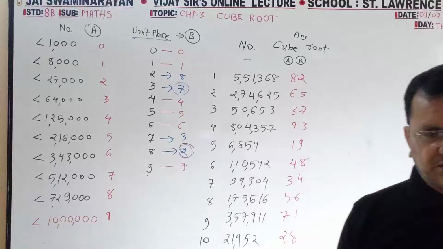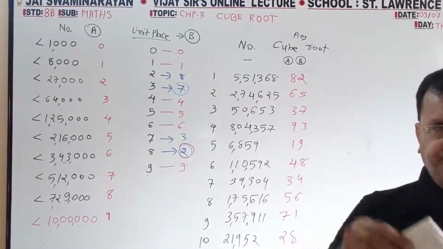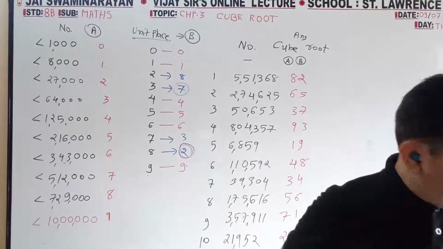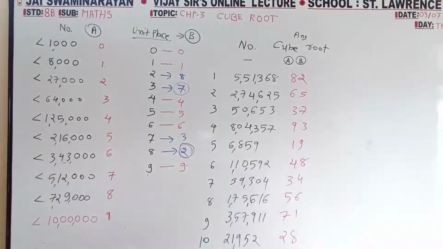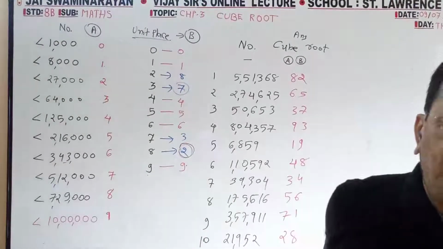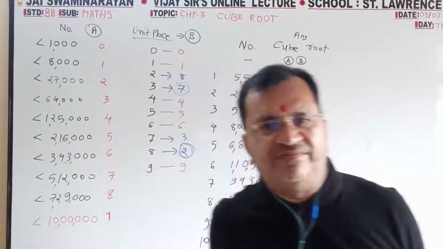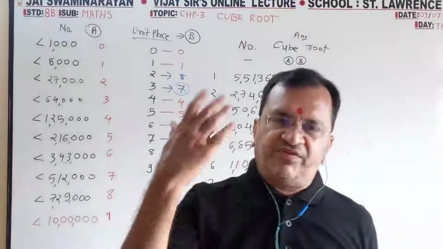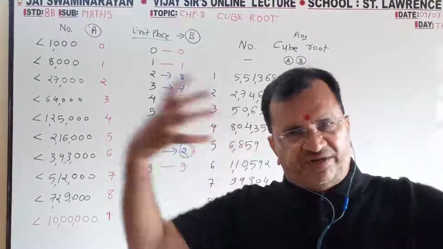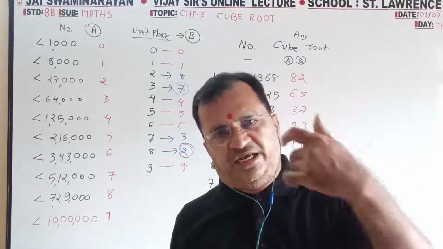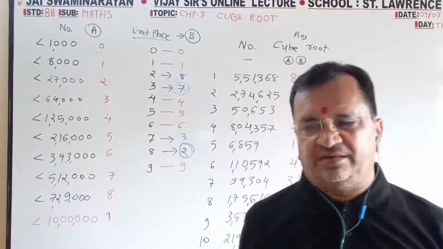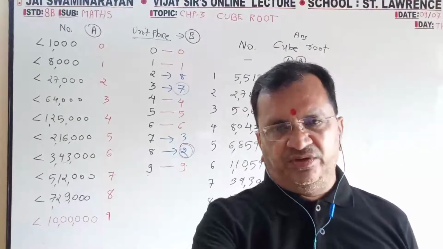Take the screenshot and send. Very good. Claps for 8A, my 8A division. Very good try. If you do the practice, you will definitely within 5 seconds get the cube root of any number below 10 digits. Okay, thank you, bacha.